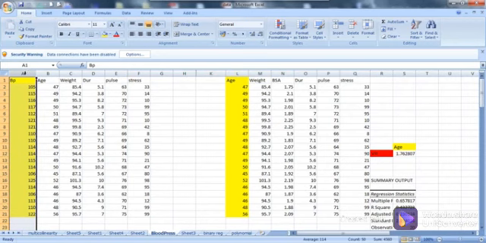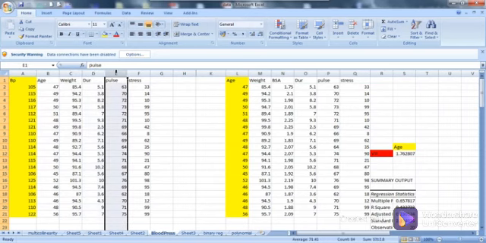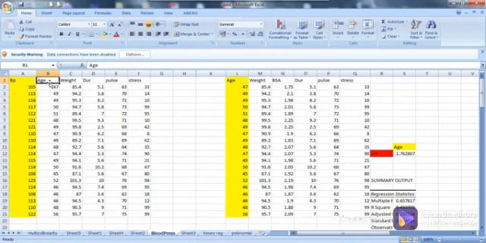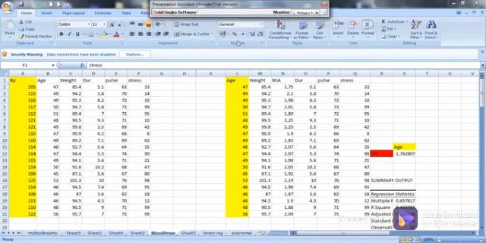Blood pressure is our dependent variable, which is y, and age is our independent variable. Weight is also an independent variable, the duration of the high blood pressure is an independent variable, pulse is an independent variable, and stress is also an independent variable. You could see that we are having 1, 2, 3, 4, 5 independent variables for this particular work.